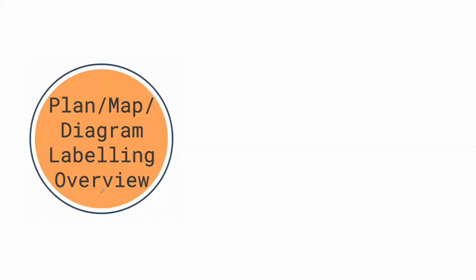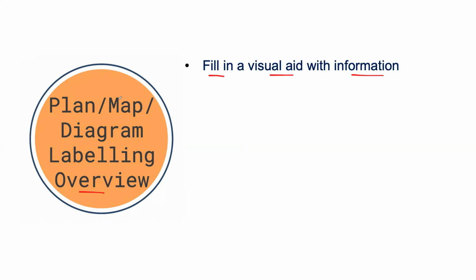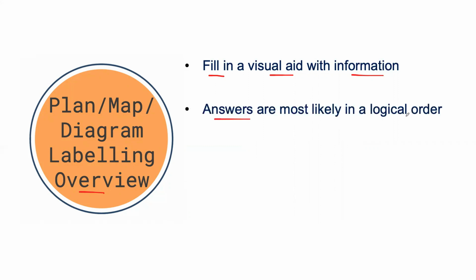So first, I'm just going to give you an overview of this question type and tell you what it's all about. First off, you're going to have to fill in a visual aid with information. And this visual aid can either be a plan, so perhaps a plan for a new building, or a map, so maybe a map of a historical center, or a diagram. This diagram could be how yogurt is made, for example. And you may have to follow a process or follow directions that will be spoken by the speaker and fill in the questions accordingly.